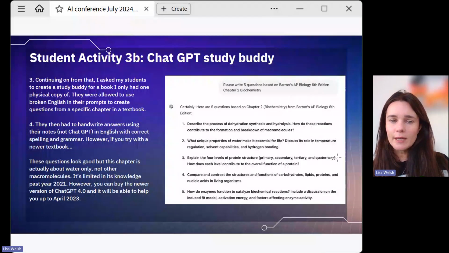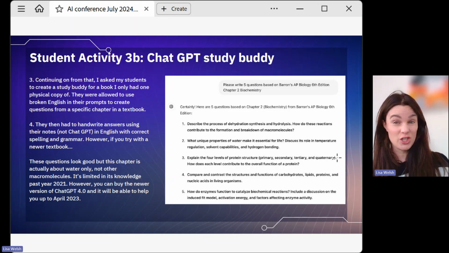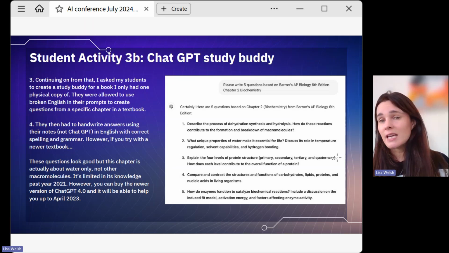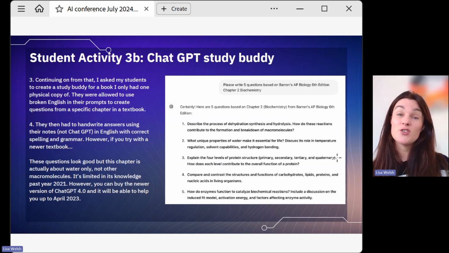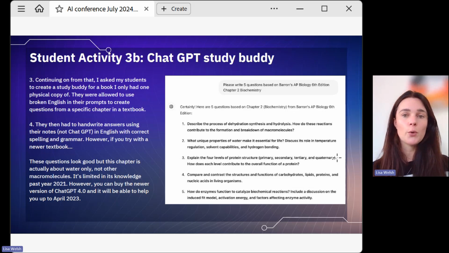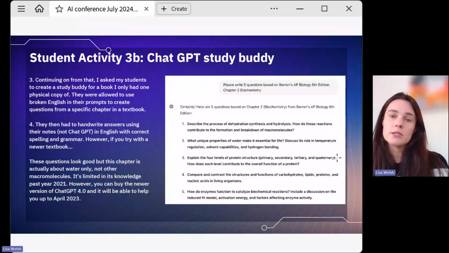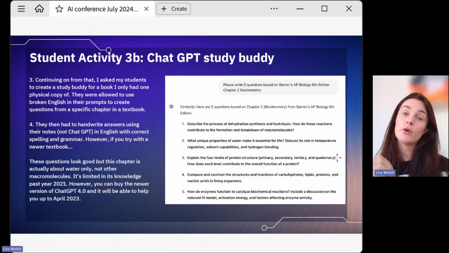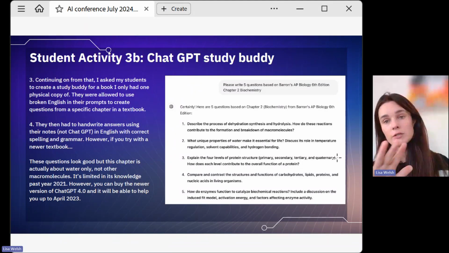However, the kind of catch here with ChatGPT is you can see here that it has generated 5 questions, and it says it's based upon chapter 2 biochemistry from AP Barron's Biology 6th edition. However, this book was actually published, I don't have it with me, I think it was 2023. So in reality, the version of ChatGPT that I was using doesn't actually know what's in that book. So I can tell from the questions that it's asked, it's actually pulled this from a previous edition that it obviously does have access to.